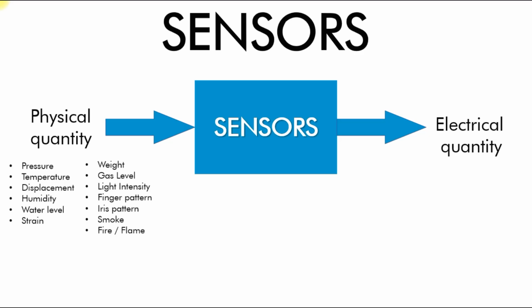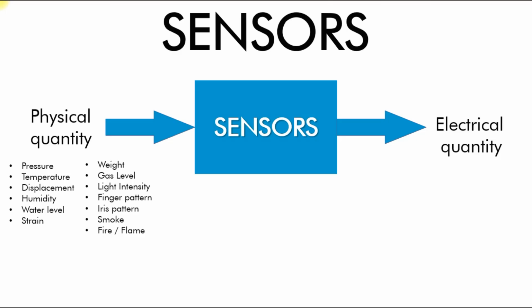A physical quantity may be pressure, temperature, displacement, water level, strain, gas level, light intensity, even biometrics like fingerprint or iris pattern, smoke or fire. These are all physical quantities, the parameters of the atmosphere. From the atmosphere itself we are able to measure all these things. So a device which converts a physical quantity into an electrical quantity is called a sensor.